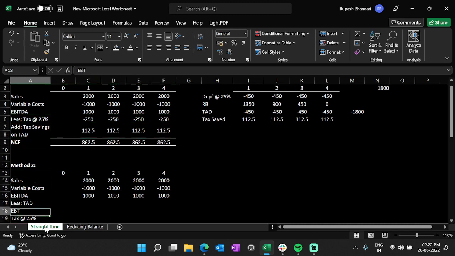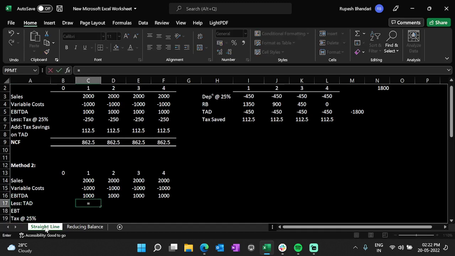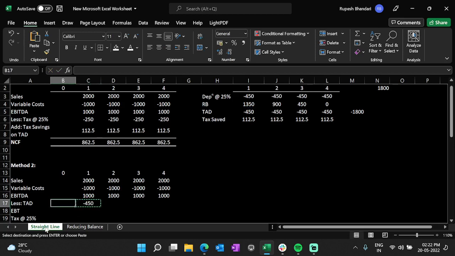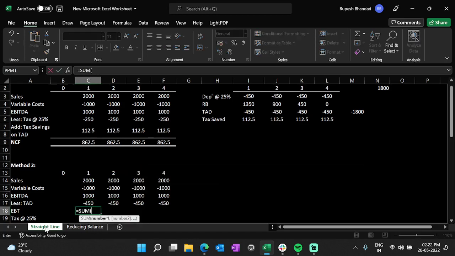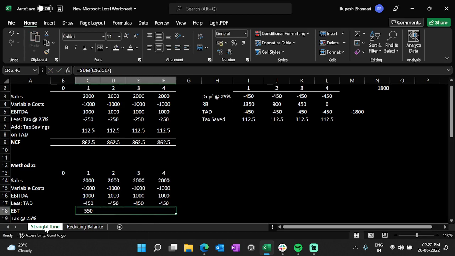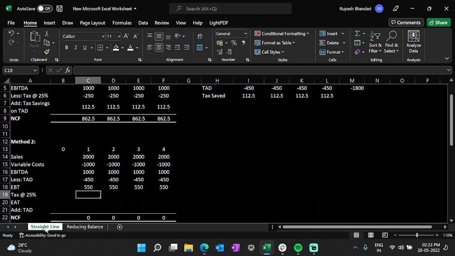In the second method, what do we do? We subtract the TAD. So how much is our TAD? Our TAD is this much, the same figure, so just copying that across. Copying that across, we get the same figure, and then adding it up, the sum of operating profit less TAD, we get the same figure, 550 everywhere. After that we charge tax on it.